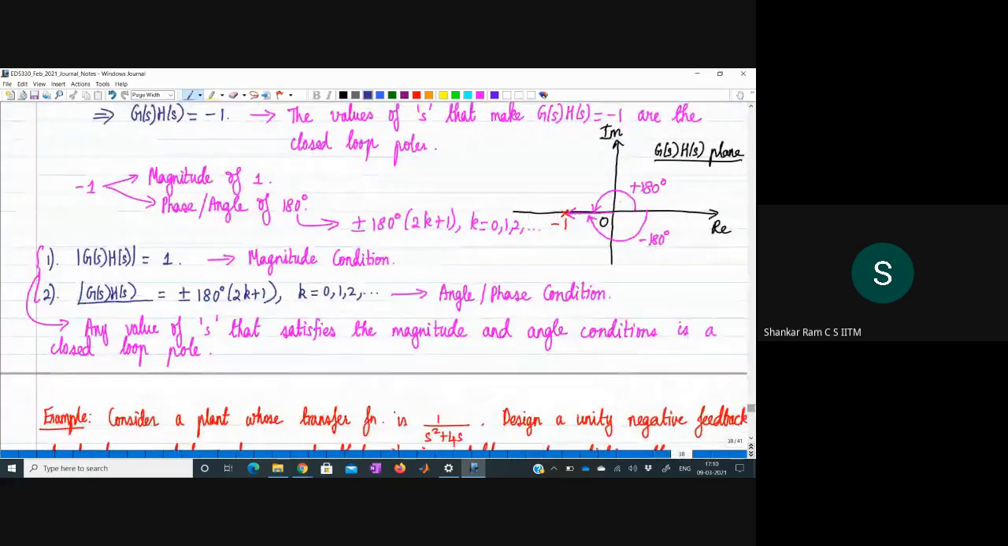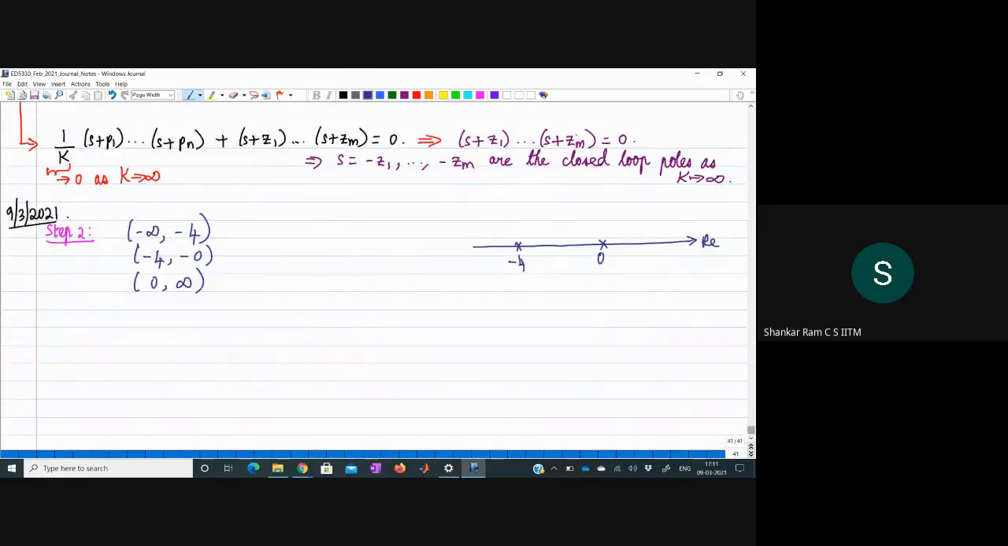So if you recall, we wrote down the closed loop characteristic equation as G(s)H(s) = -1. And that can be decomposed into two conditions, right? The magnitude of G(s)H(s) is equal to 1, and the phase of G(s)H(s) is an odd multiple of 180 degrees. So these two conditions are obtained, and we are going to utilize the angle condition in this particular step.